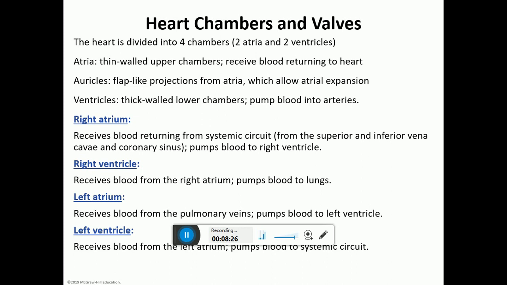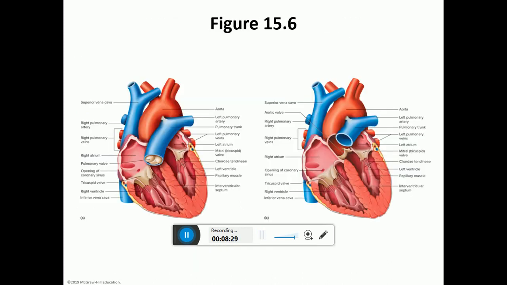So we want to take a look at the valves. So right here you can see an image where the heart is open, and again here's your right atrium and right ventricle, and in between those 2 chambers you're going to find a valve that has 3 gates or 3 cusps, and that is known as the tricuspid valve, while the valve between the left atrium and the left ventricle is known as the mitral or the bicuspid valve because it has 2 cusps.